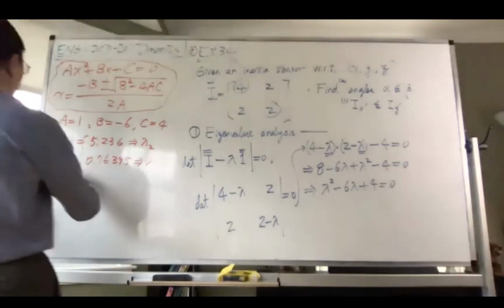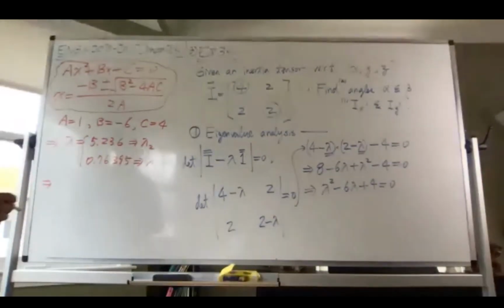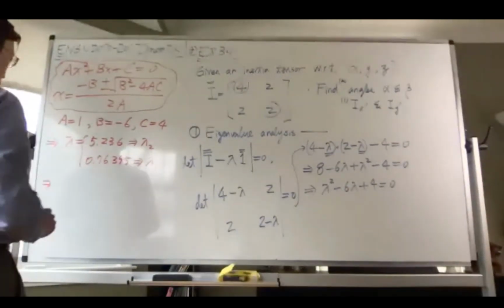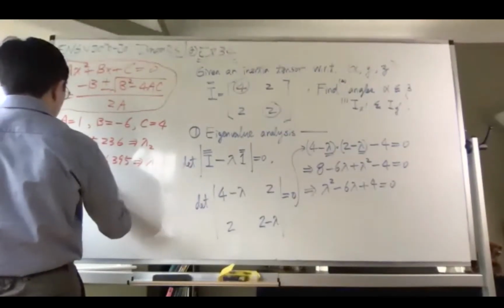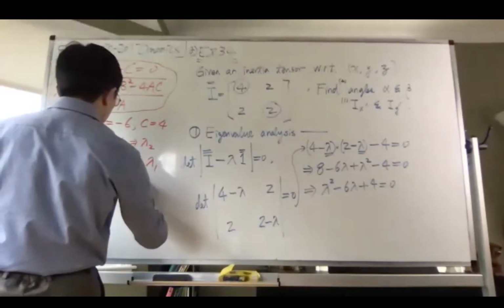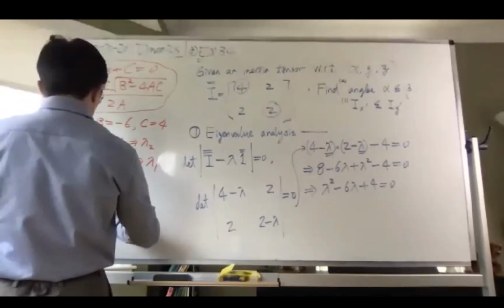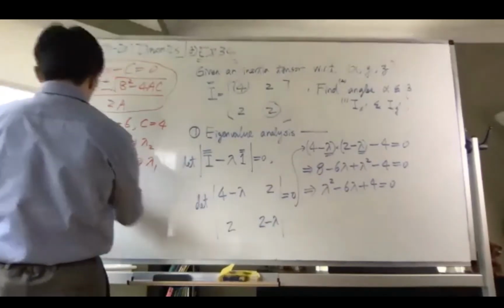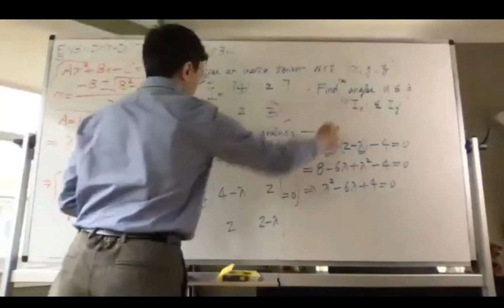Now, they are what? They are the principal values. So, which means that the IX prime is 0.76395 and IY prime is 5.236. So they are the principal axes here.